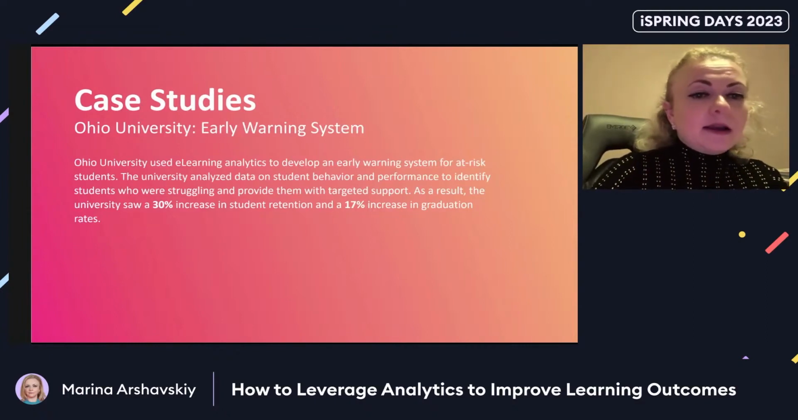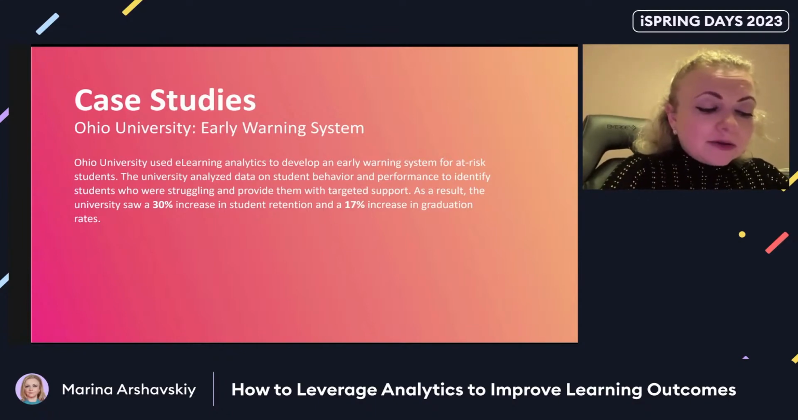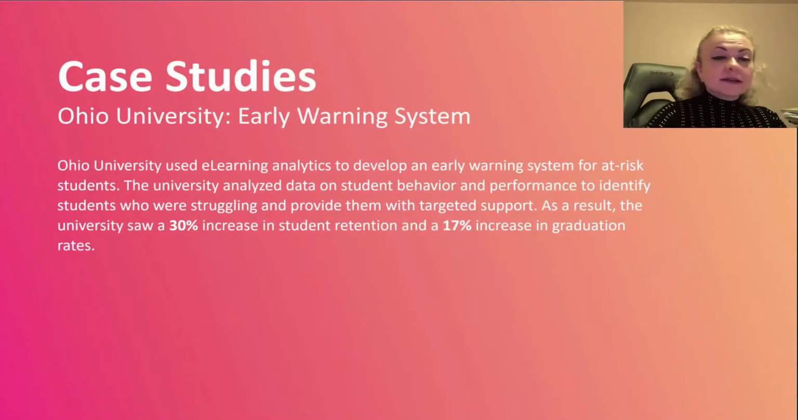And the last case study I wanted to share with you today is the one at Ohio State University. They have an early warning system. So Ohio University used e-learning analytics to develop an early warning system for their at-risk students. So they analyzed data on student behavior and performance and identified students who were really struggling to provide them with targeted support. And as a result, the university saw a 30% increase in student retention and a 17% increase in graduation rates.